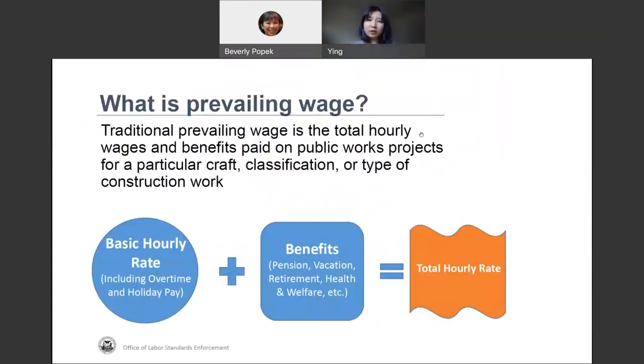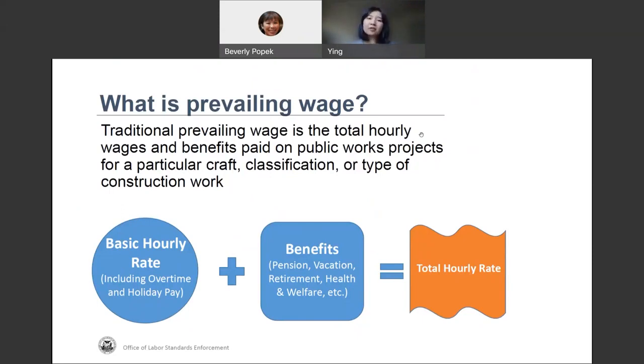So what is prevailing wage? Traditional prevailing wage is the total hourly wages and benefits paid on public works projects for a particular craft, classification, or the type of construction work. It was originated during the Depression era, and there are currently about 38 states nationwide that have these laws. It's required for all public works projects that are funded by the federal, state, and or local government level.